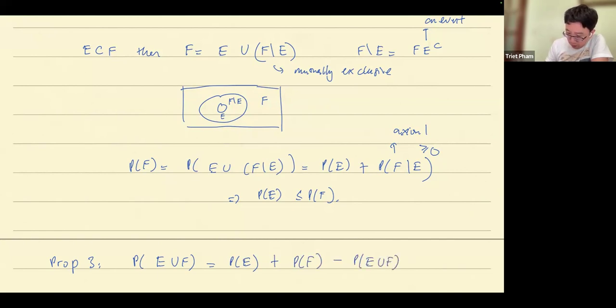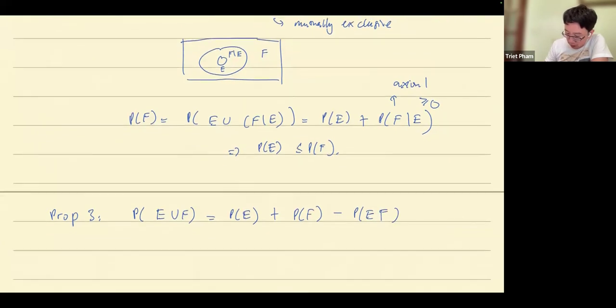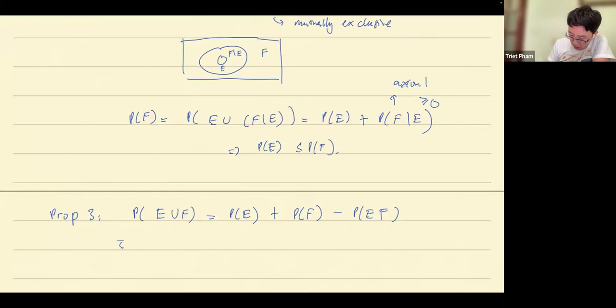Oh, sorry, EF. Right, so this is called the inclusion exclusion formula. All right. So how do we prove something like this?